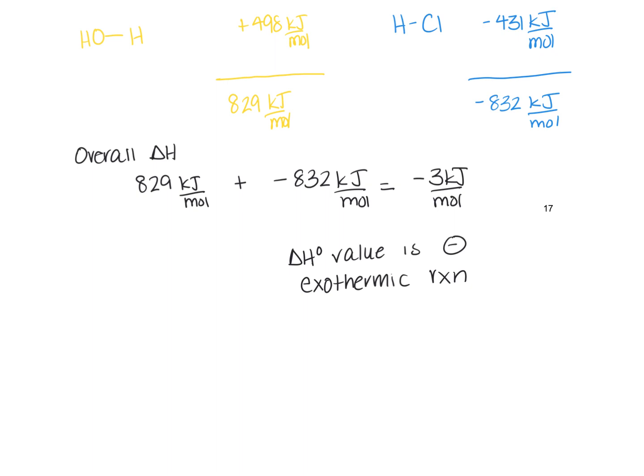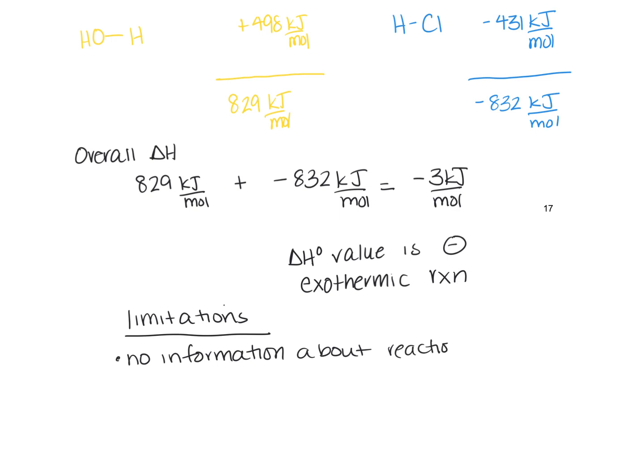Bond dissociation energies really represent overall energy changes, and they don't tell us anything about reaction mechanisms or how fast that reaction proceeds. So our limitation here for using bond dissociation energy is that there's no information about the step-by-step reaction mechanism to tell us how those electrons are moving or how fast this goes.